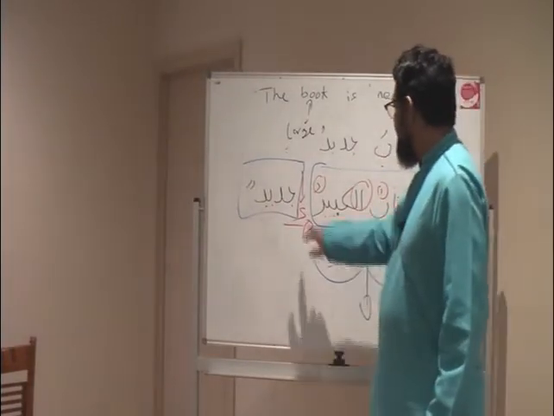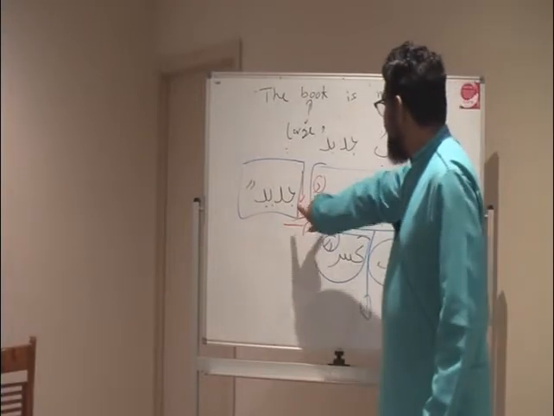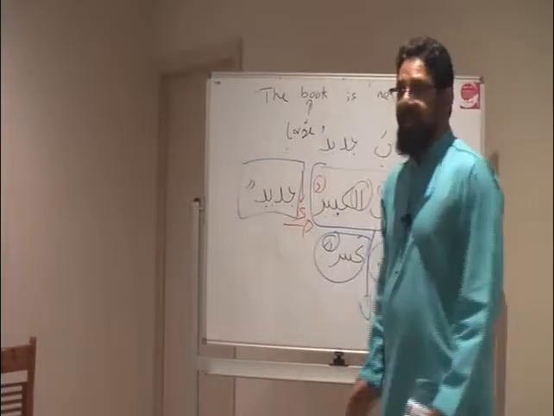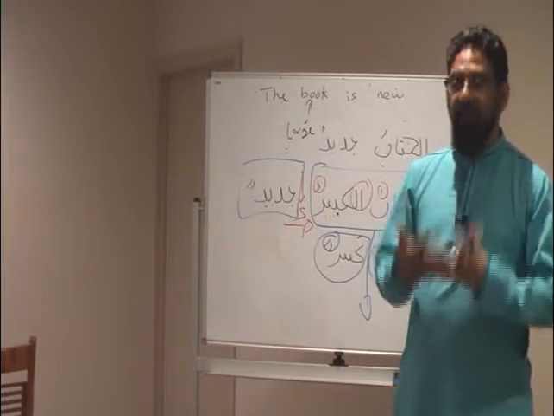And al-kabir is next to jadidun, but there's no phase relationship, there's no mawsul sifa, and there's no mudaf mudaf ilayh. So therefore, that's where the is must be, because there's no phase relationship there.